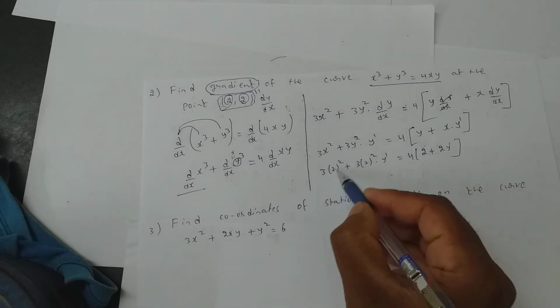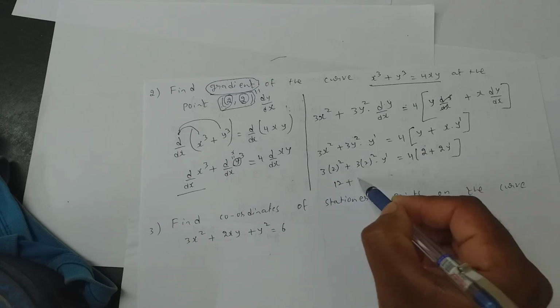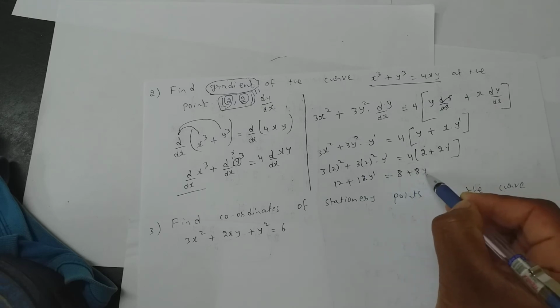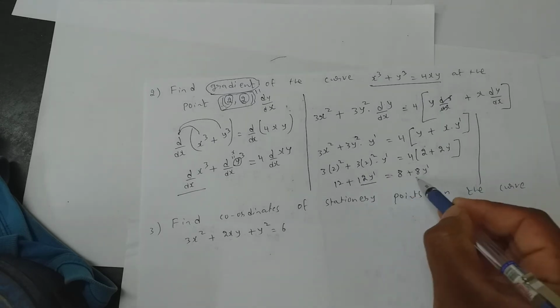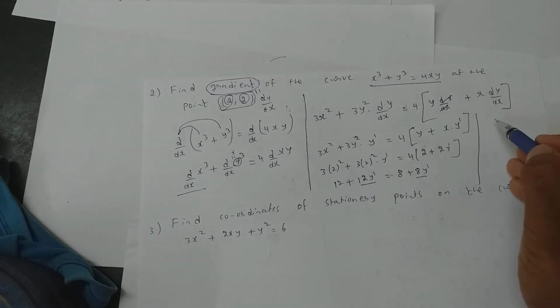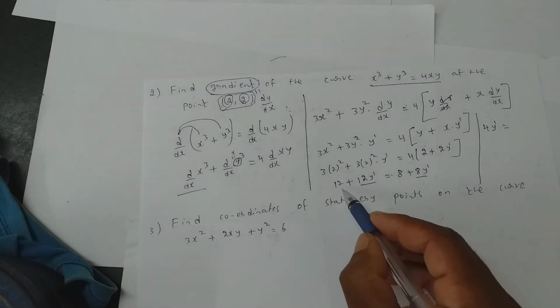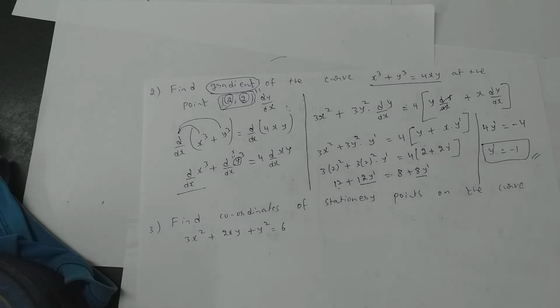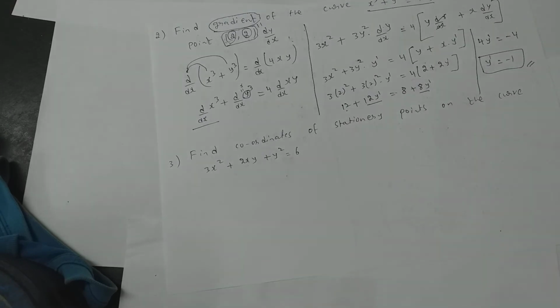So what do I get here? 4 into 3 is 12 plus 4 into 3 is 12, 12y dash equal to 4 into 2 is 8 plus 8y dash. So all y dash terms one side. So this comes here. How much do I get? Minus 4 plus 4y dash I get. And 12 goes that side. 8 minus 12 minus 4 I get. So y dash is nothing but minus 1. So this is my gradient. Am I clear, students? I think you might have understood. dy by dx or y dash. Y dash wins. Now next one.